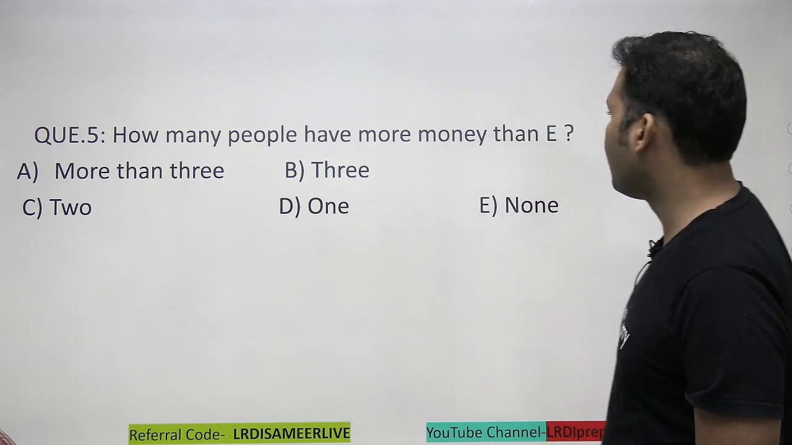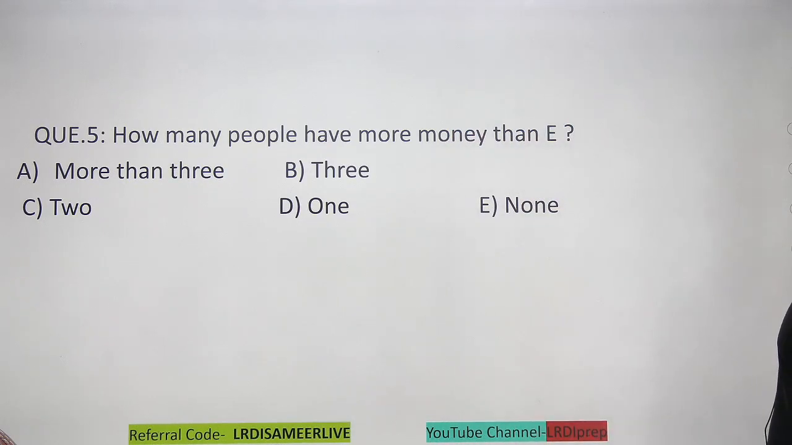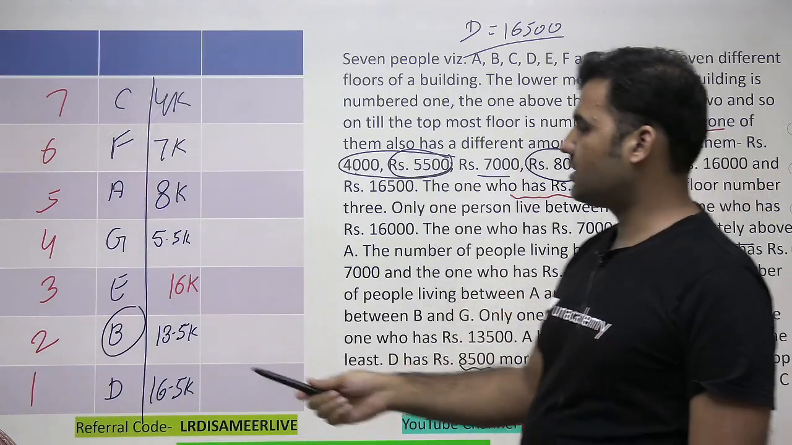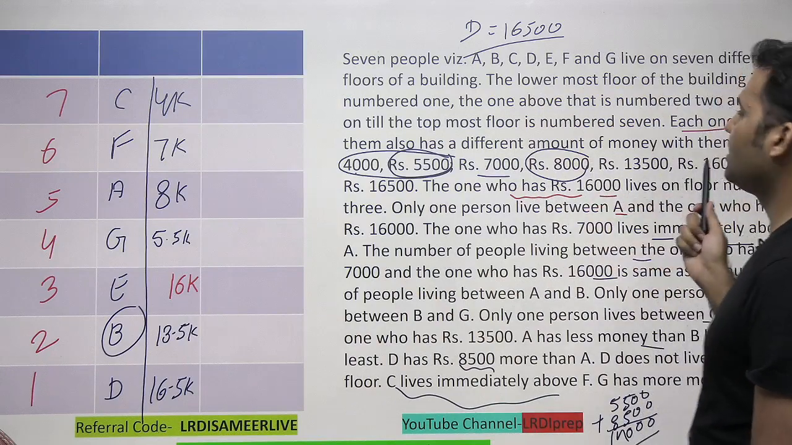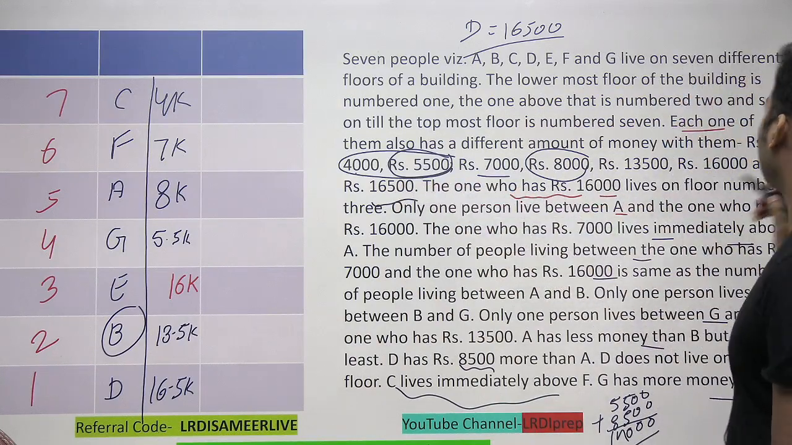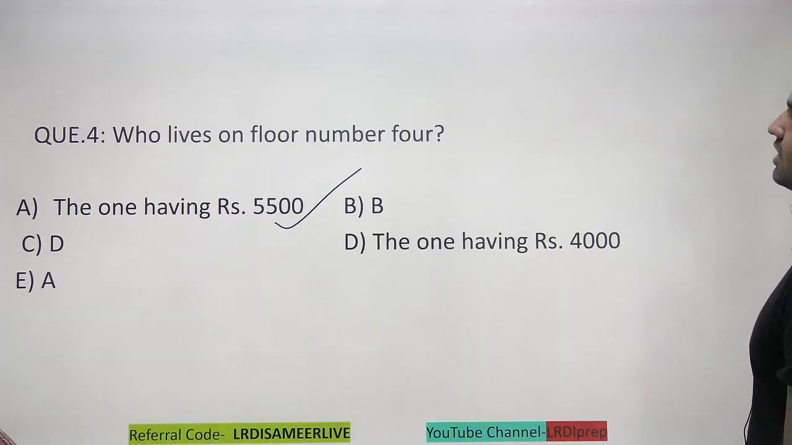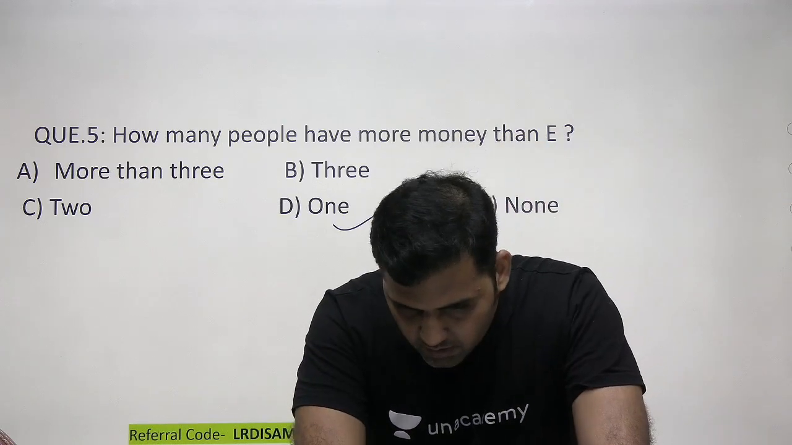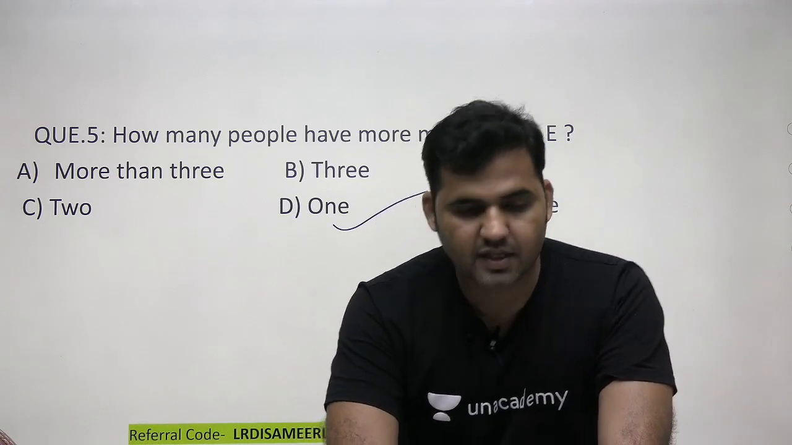How many people have more money than E? E is earning how much money? You see that E is earning 16,000 and more than 16,000, I have only one person earning. So answer would be D option, right? This is how you're supposed to solve the set, guys, right?